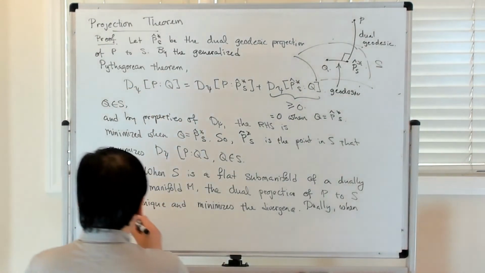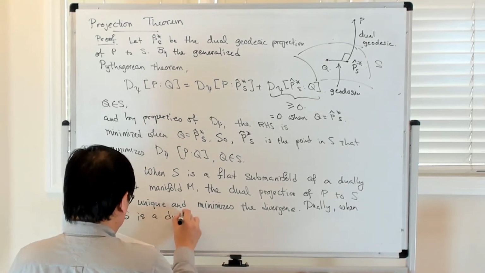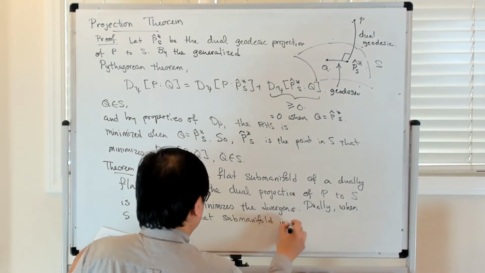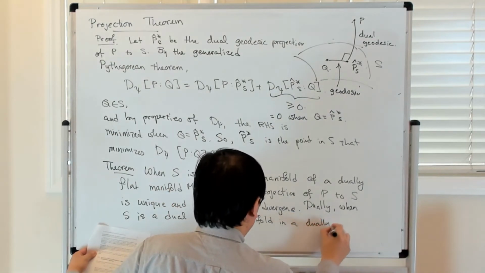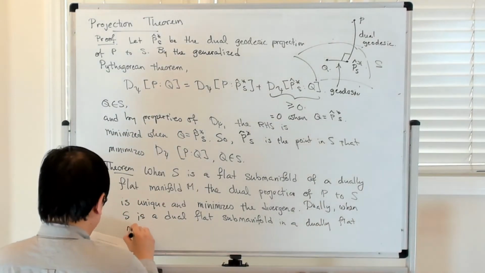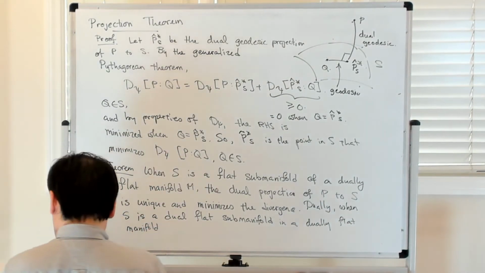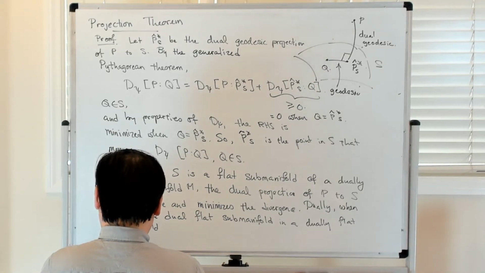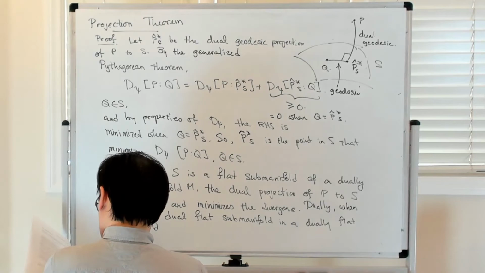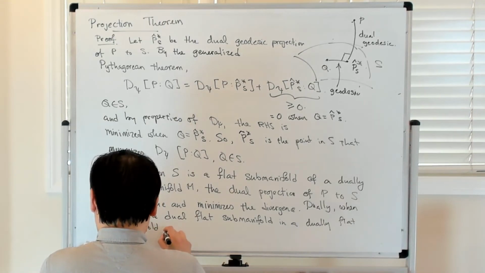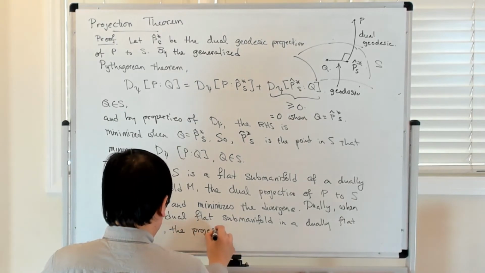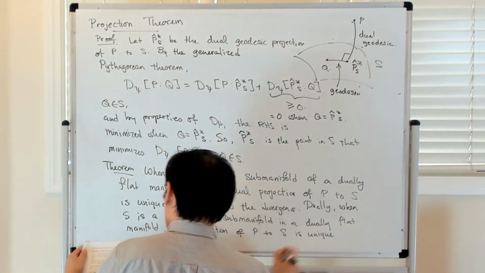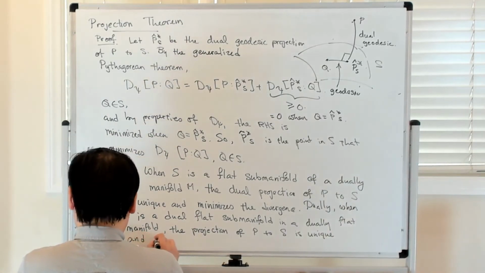Okay, so dually, when S is a dual flat submanifold in a dually flat manifold, the projection of P to S is unique and minimizes the dual divergence.